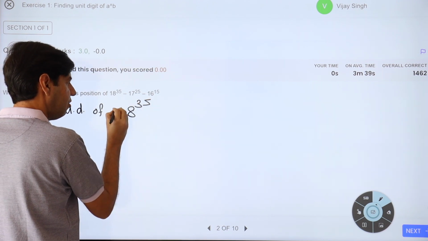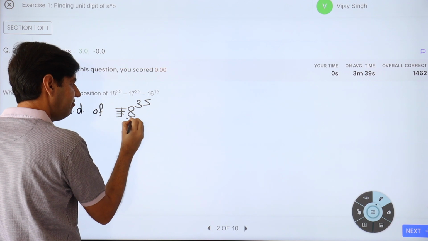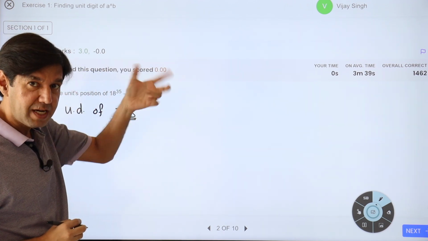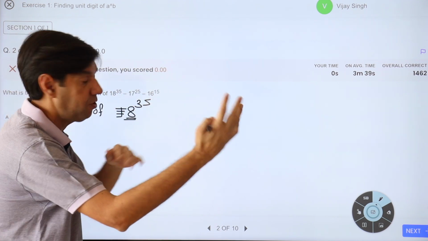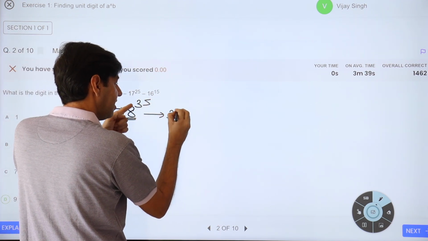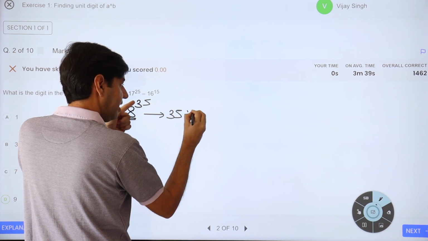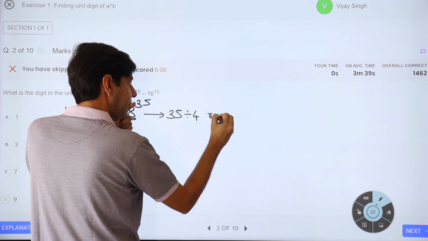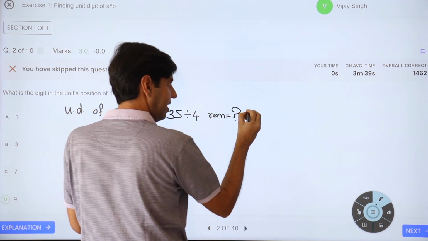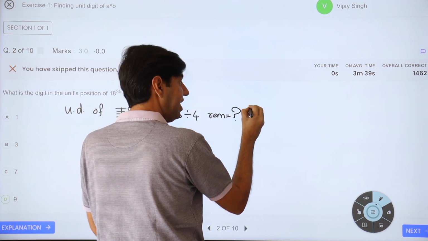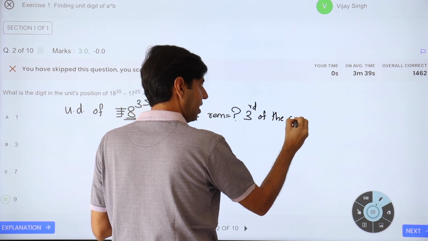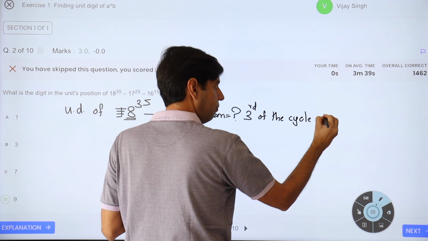So the 1 is of no use. 8, first point to focus. 8 in our cycle, remember 2, 3, 7, 8 have cycles of 4 different values. Since it's an 8, the next thought will be take the n, divide it by 4 and find the remainder. So 35 divided by 4, 3 is the remainder. So this 3 means it is third in the cycle.